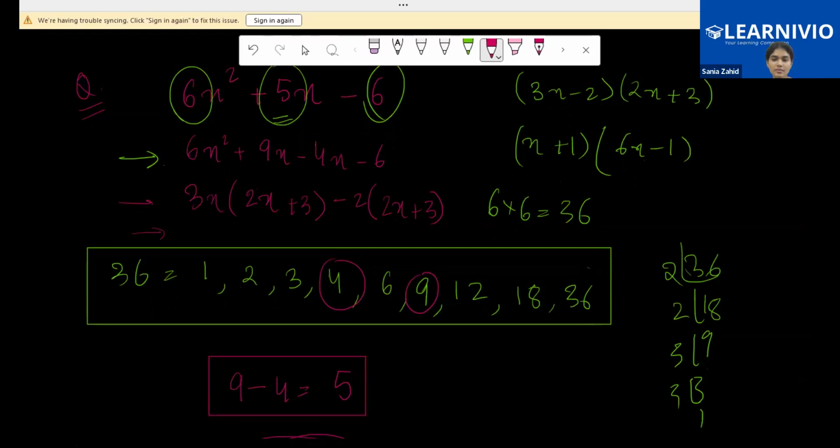And then what will I do next? Then the factors, with the common binomial 2x plus 3, are 3x minus 2 and 2x plus 3.